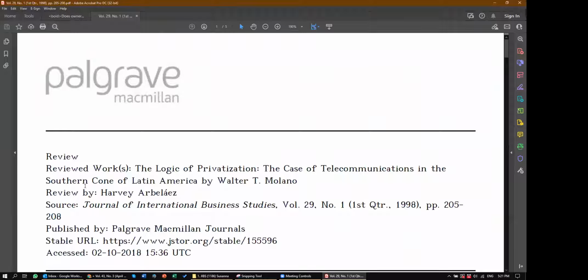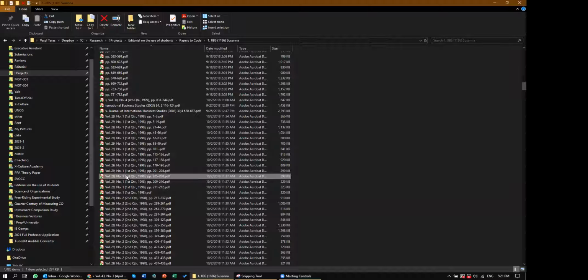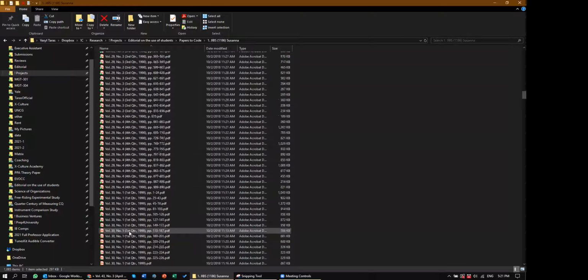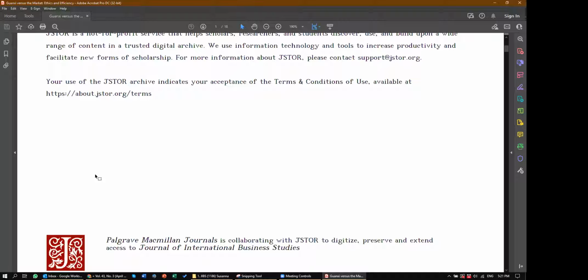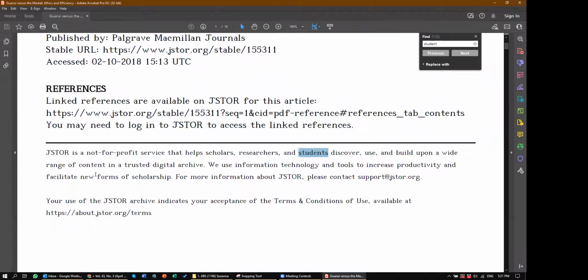And yes, so logic of privatization, and in no way this one contains students. So we definitely just delete them, delete. So there will be probably fewer left when we are done, or this one. I'm just trying to open Guanxi versus the market. So again, ethics versus efficiency. It doesn't look like it's a study about people. It's a study about companies, most certainly.